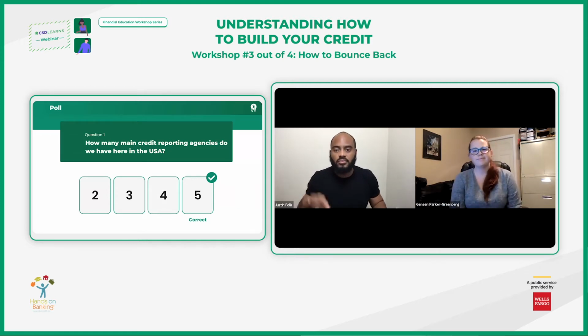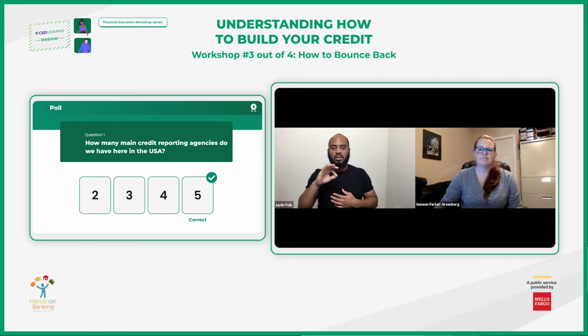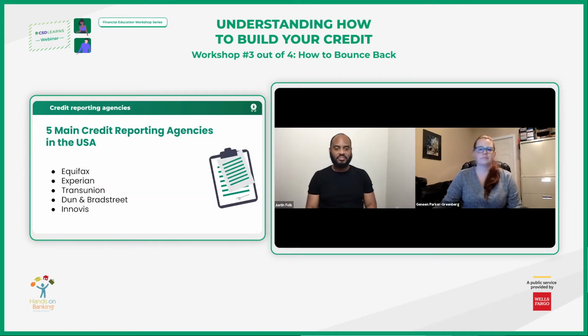Ah, I see interesting results. 57% of folks said it's three credit reporting agencies in the United States, and the response is actually five. And the next slide will cover that, where we'll go ahead and list all five. So you can see there on the presentation, the most well known are quite often the first three that you see there. And then the fourth, Dun and Bradstreet, focuses on businesses.